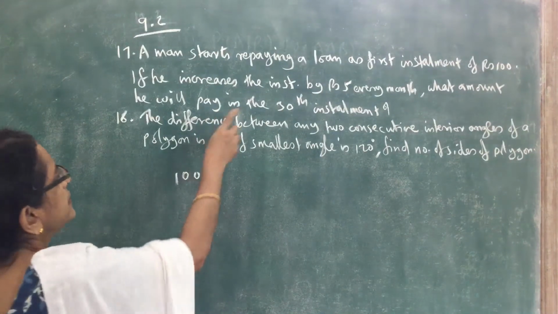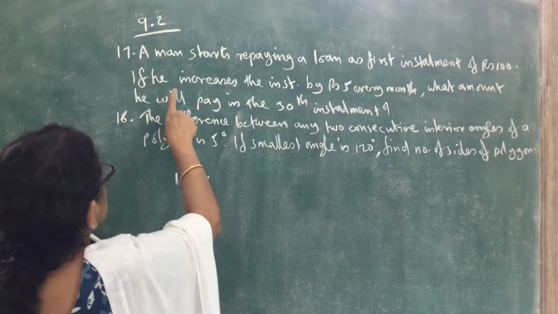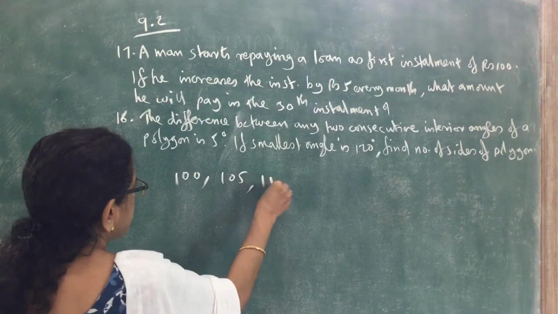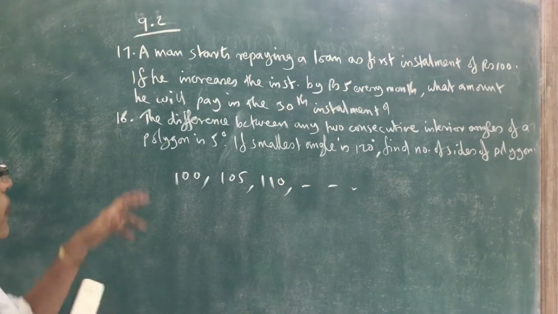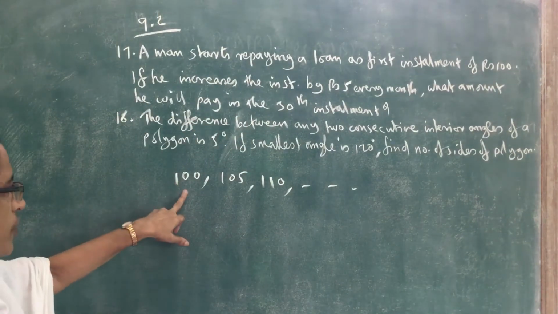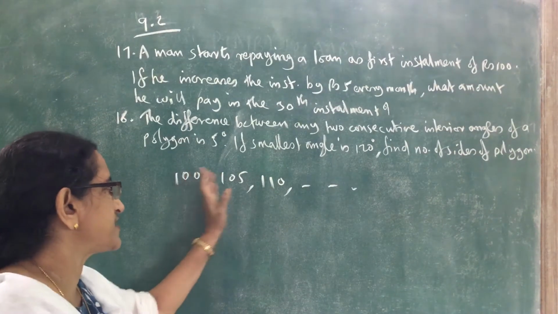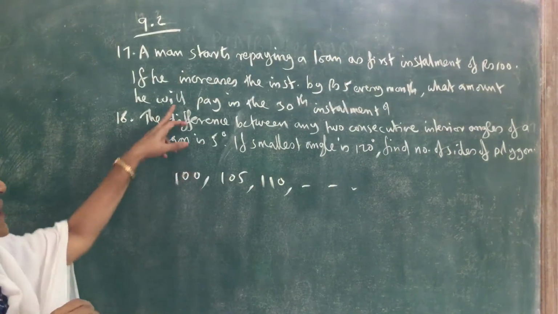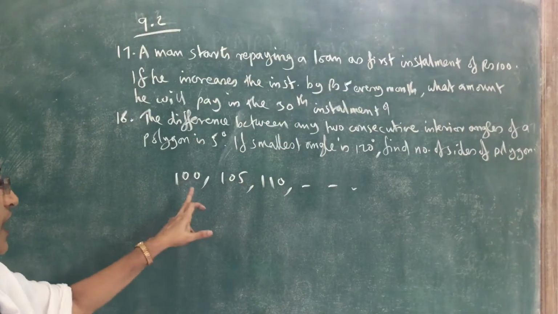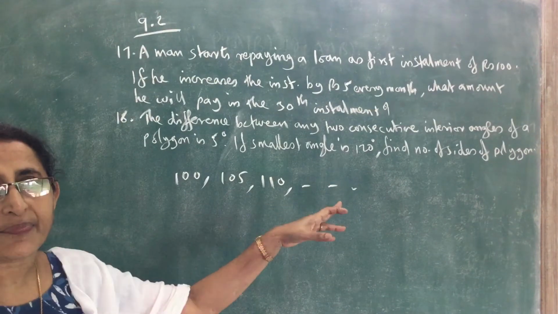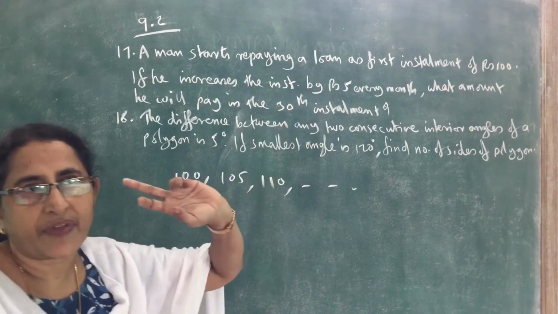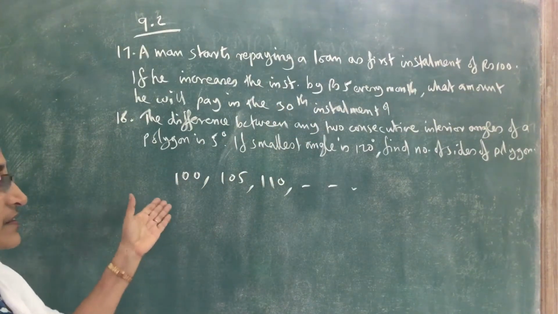So next month, 105 rupees. Then 110 rupees, etc. Then what amount will he pay in the 30th installment? So we want to find the 30th installment. This is the first installment, second installment, third installment, etc. That means this is an AP, an arithmetic progression: 100, 105, 110, etc. We want to find the 30th term of the arithmetic progression.